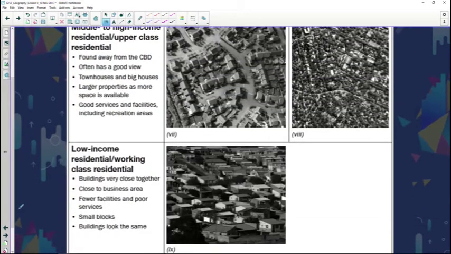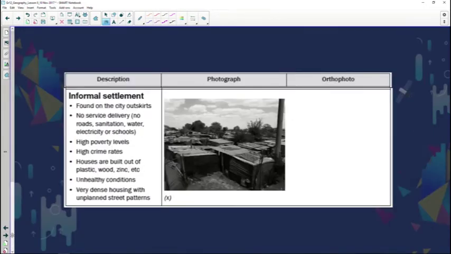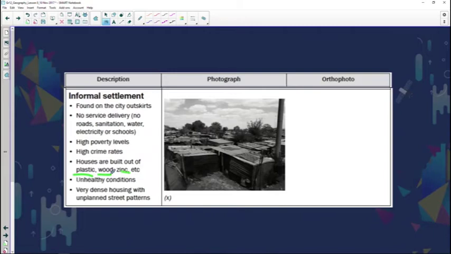The low income areas, once again, the stand sizes are very small, unfortunately. Obviously, it houses the poor people and the buildings look very much the same. And informal settlements. Now, Grade 12, once again, do not get confused between the difference between rural areas and informal settlement. The informal settlement is a settlement where people live but it lacks basic needs and services. It's usually your shacks. The materials that you use is plastic, wood, and zinc.